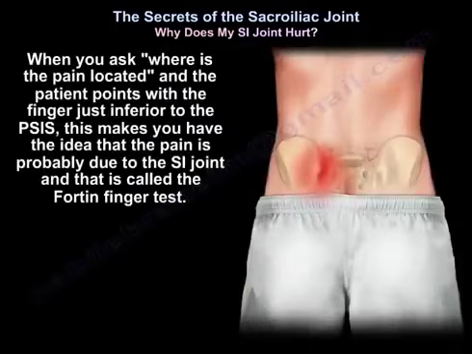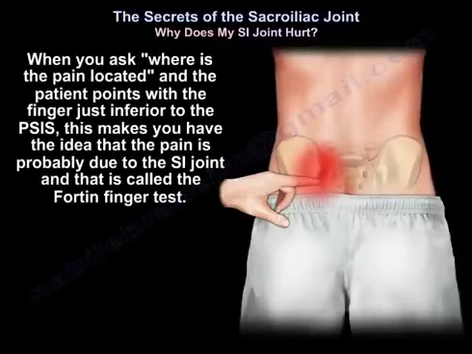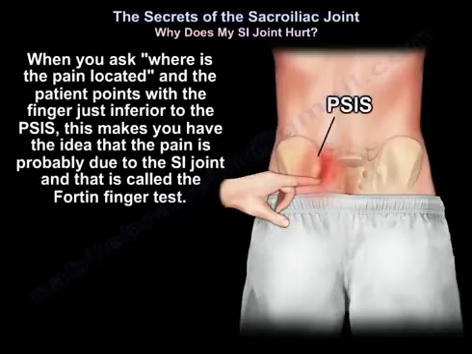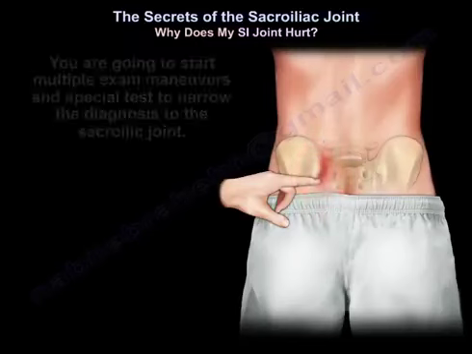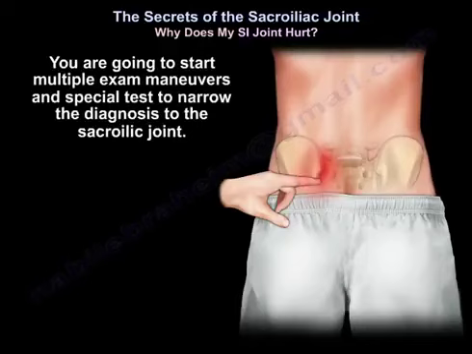When you ask where the pain is located and the patient points with the finger just inferior to the posterior superior iliac spine, this makes you have the idea that the pain is probably due to the sacroiliac joint, and that is called the Fortin finger test. And you're going to start multiple exam maneuvers and special tests to narrow the diagnosis to the sacroiliac joint.